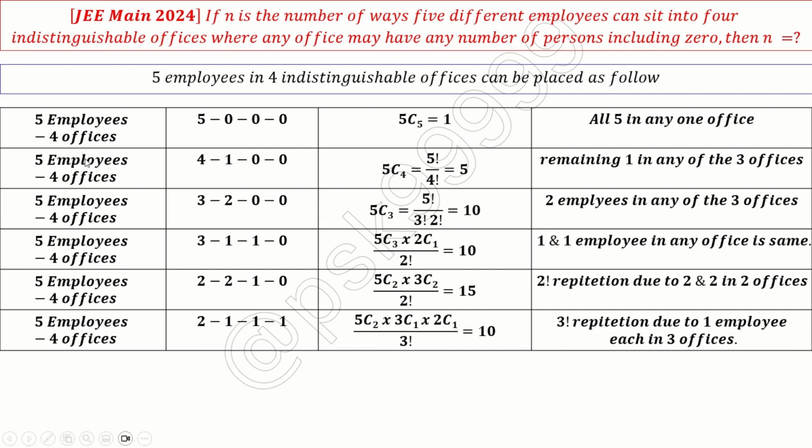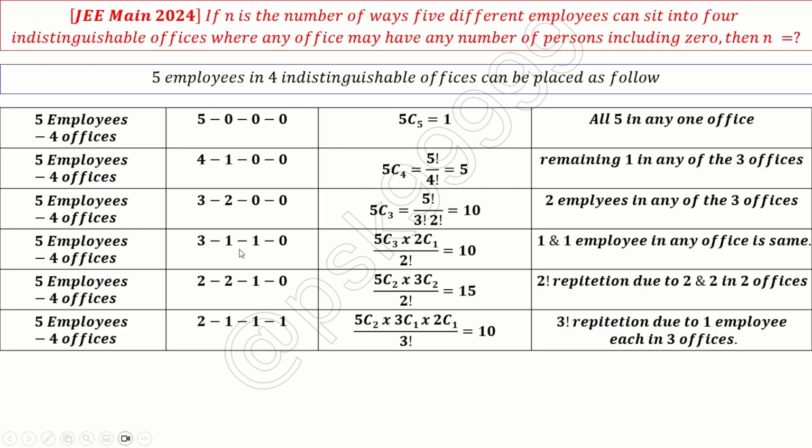So 5C5 is one way. Now 5 employees go as 4, 1. Only 2 offices, the other 2 are 0. Now 5C4 goes to one office, 5C4 ways. Then the remaining one goes to the second office, which is 5 factorial by 4 factorial into 1 factorial, which is 5. Now 5 employees go in this pattern 3 and 2. This is also exactly the same. 5C3, and the remaining 2 go to the second office. So that is only one way. So 5C3 is nothing but 10.